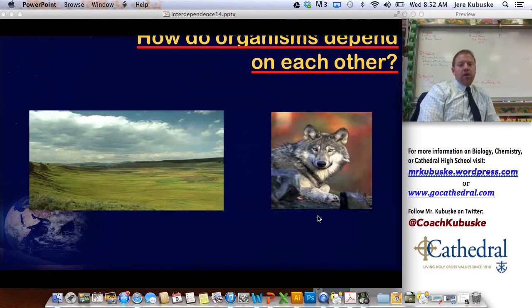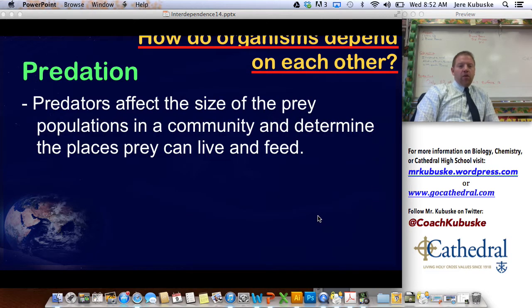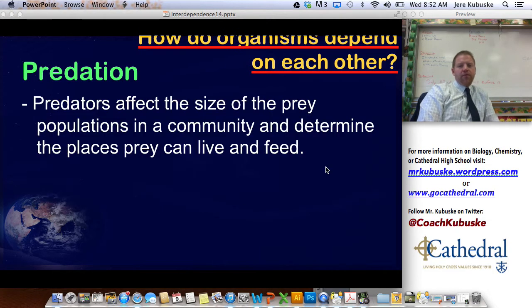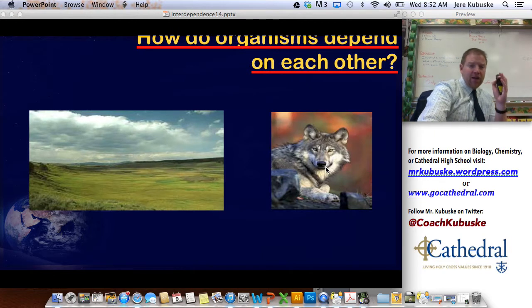So here's another way that organisms can depend on one another. How would a wolf population have an effect on a grass population? Why would that actually play a role? Well, let's talk about that. Predation: predators affect the size of the prey populations in a community and determine the places that they can live or feed. So if I go back, wolves aren't predators on grass. So how are those still dependent on one another?